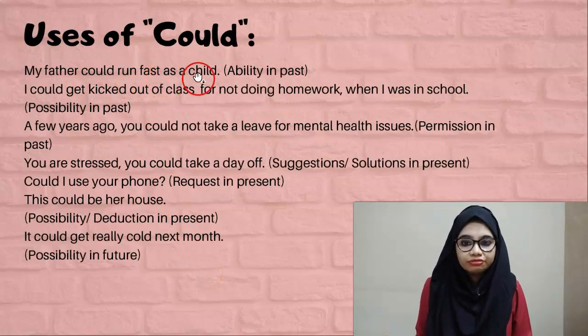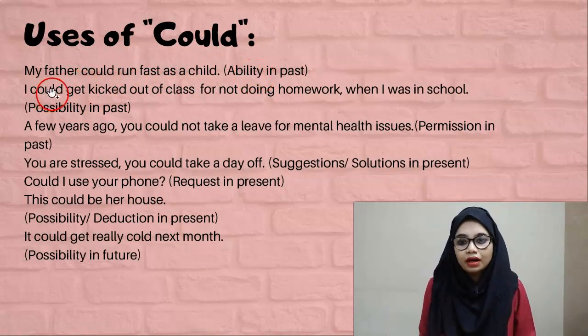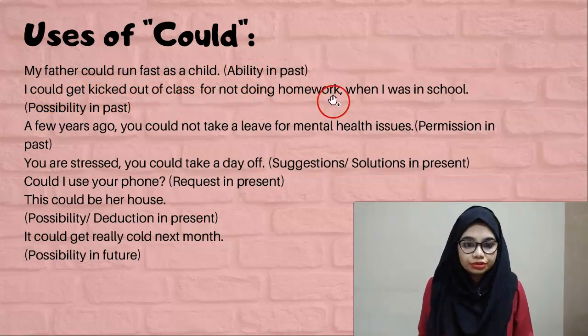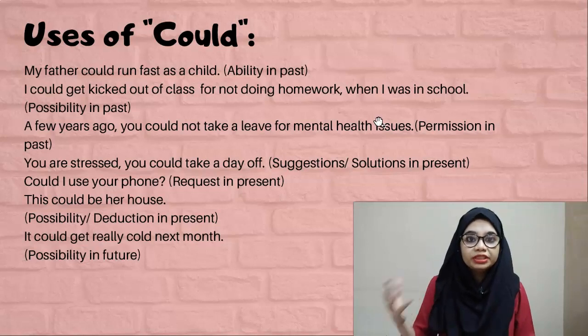My father could run fast as a child shows us ability in the past. I could get kicked out of class for not doing homework when I was in school shows us possibility in the past. Like what could be possible if you didn't do your homework when you were at school. A few years ago, you could not take a leave for mental health issues. This shows permission or absence of permission in the past, that you were not permitted to take leave for mental health issues, which is actually ridiculous.